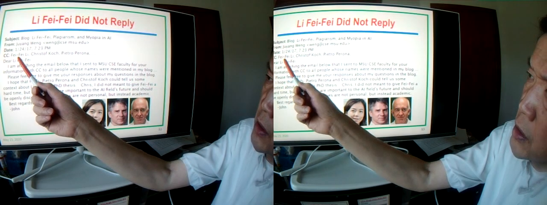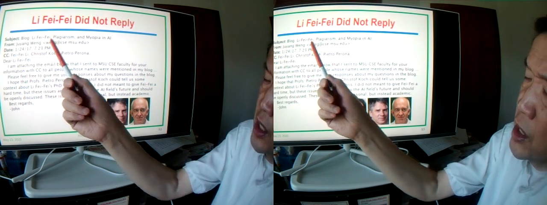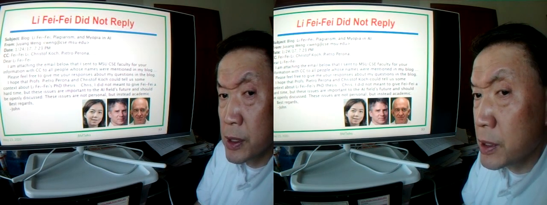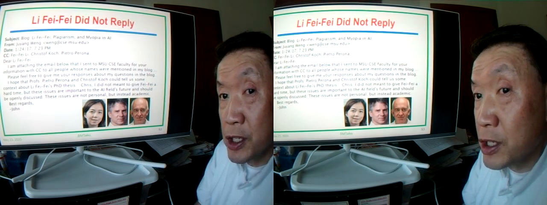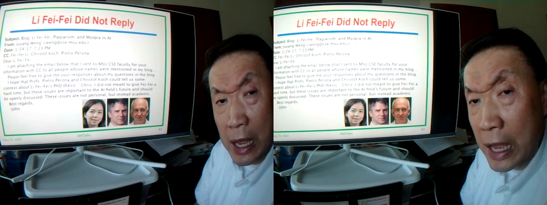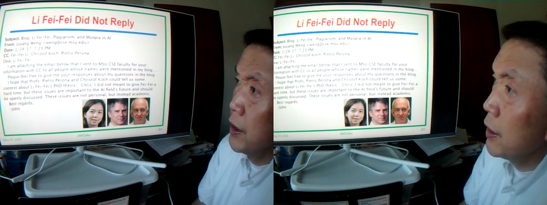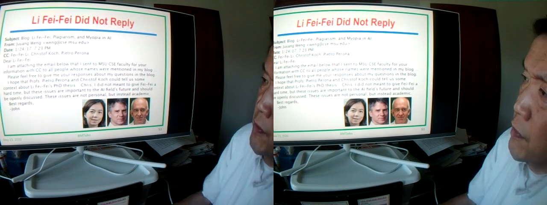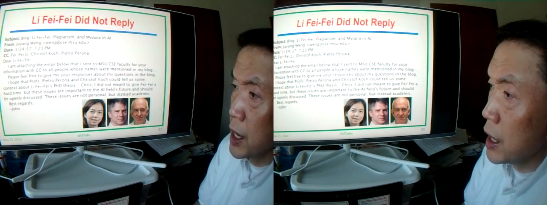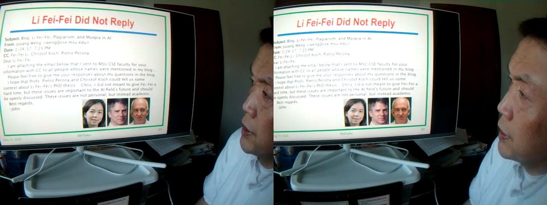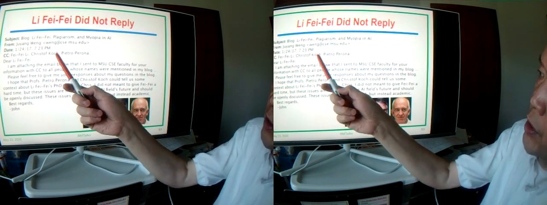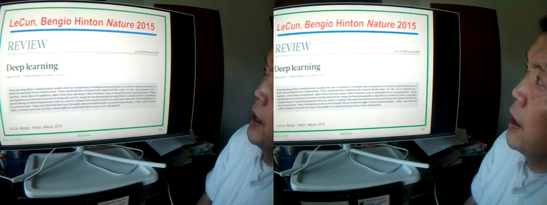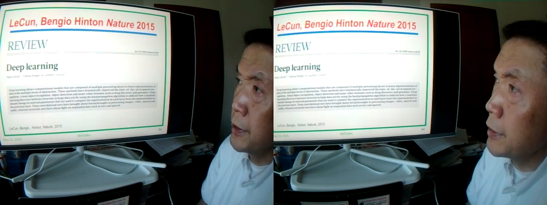And I read her PhD thesis, and there is a clear need to cite Cresceptron. She was citing some papers that are not useful for her, but she did not cite Cresceptron, which tremendously helped her. And I asked her for a discussion, and I hoped that we could discuss this issue, but she did not respond. And neither did Christopher Koch and Pietro Perona. They did not respond.